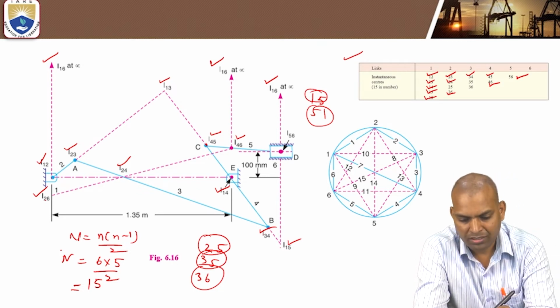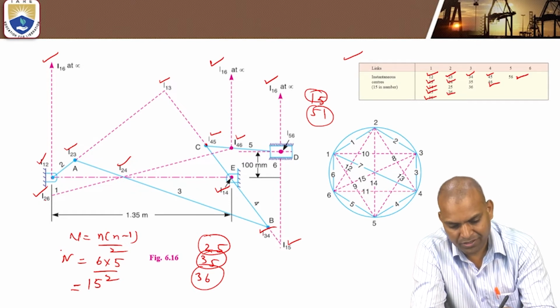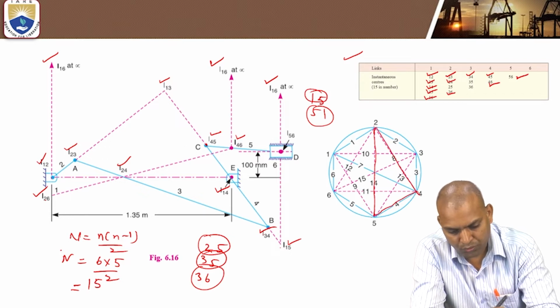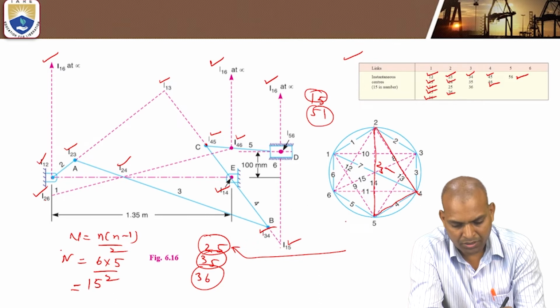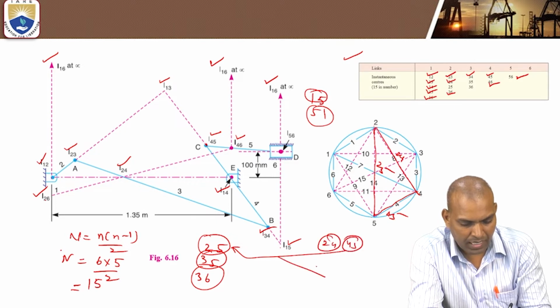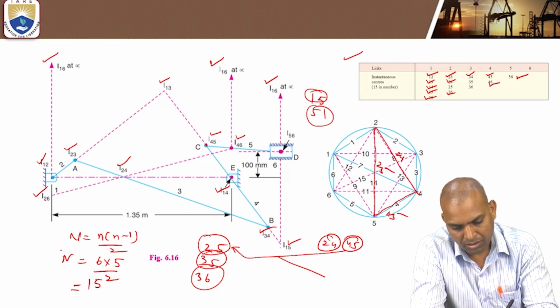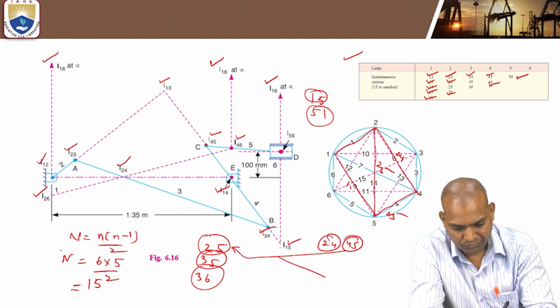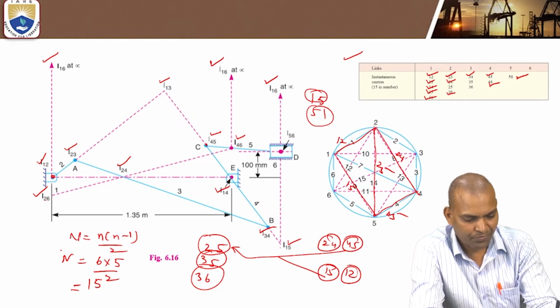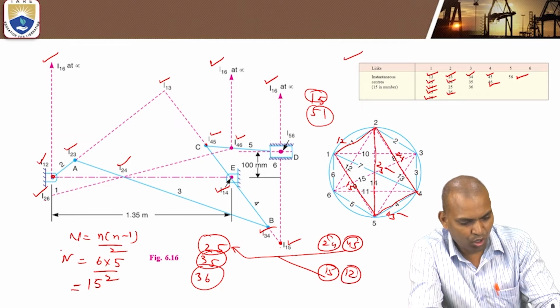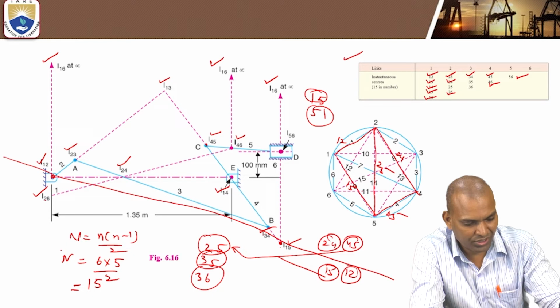Now, are these instant centers feasible or not? We have to check it first. This 2,5 is the combination of 2,4 and 4,5. And one more combination is 1,5 and 1,2. How to mark it? This is 1,2 and this is 1,5. So join 1,2 and 1,5. We'll see what will happen.